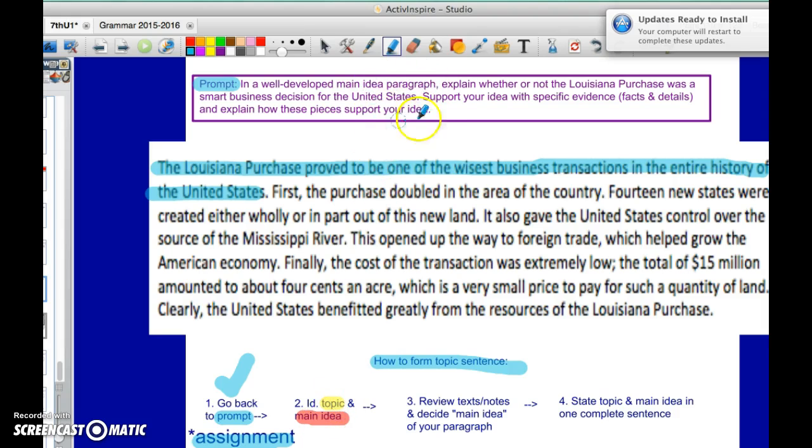The second thing we need to do is identify the topic and the main idea. And we're going to do that directly in the prompt. I'm going to highlight the topic in yellow and then the main idea in red. So the thing that we're writing about, the thing this whole paragraph will be about, is the Louisiana Purchase. The idea we're trying to think about with the Louisiana Purchase was whether or not it was a smart business decision for the United States.